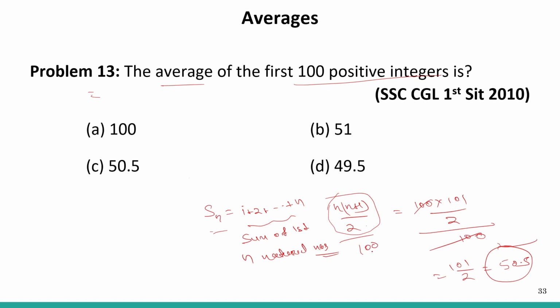To find their average, we have to divide by 100, right? So dividing by 100, the 100 in the numerator and the denominator 100 cancel out. So what we are left with is 101 by 2, which is equal to 50.5. So 50.5 in option C is actually the correct one. 51 is wrong, 49.5 is wrong, and 100 is also wrong.